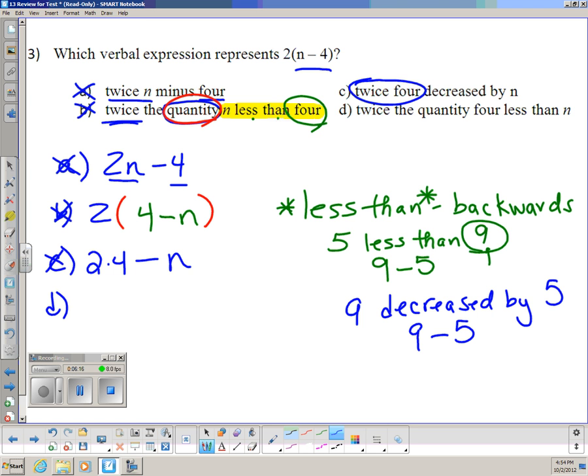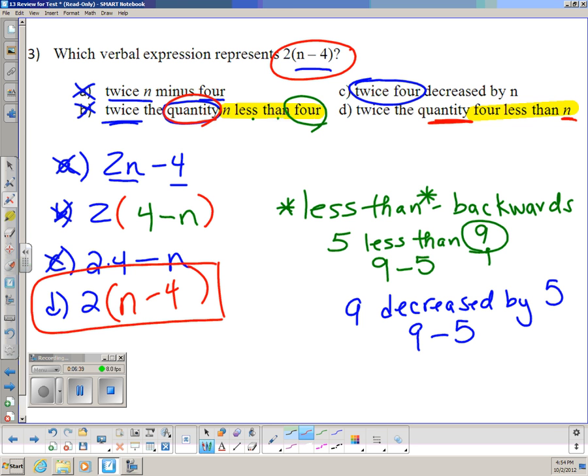D says twice the quantity, parentheses, 4 less than n. 4 less than n gets translated backwards. So the n gets to go first this time, and the 4 gets to go last. And that is exactly what's matched up with what they wanted. So choice D is the answer.